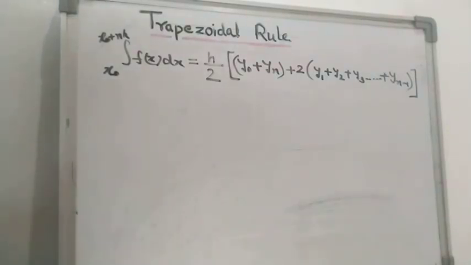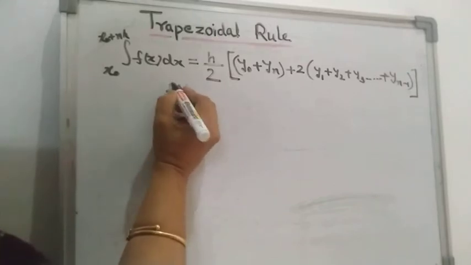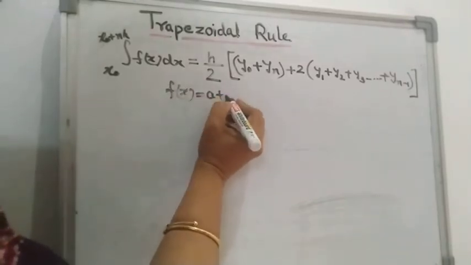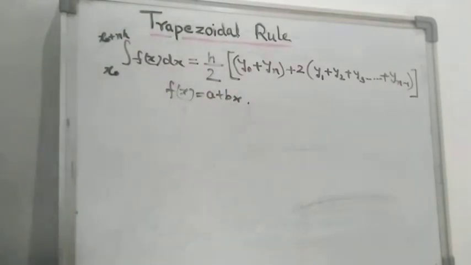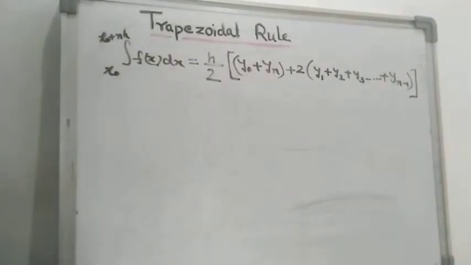The conditions of validity of the trapezoidal rule are, first, the integrand f(x) is approximated by a polynomial of degree 1, so it is of the form f of x is equal to a plus bx. And the second is that the values of x should be equidistant. Under this condition, derived from the general quadrature formula, f(x) is a polynomial of degree 1 and the values of x are equidistant.